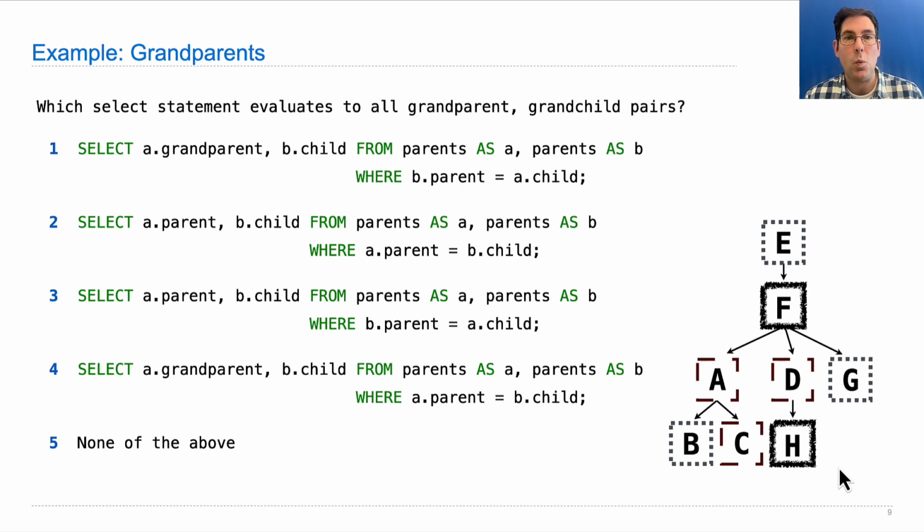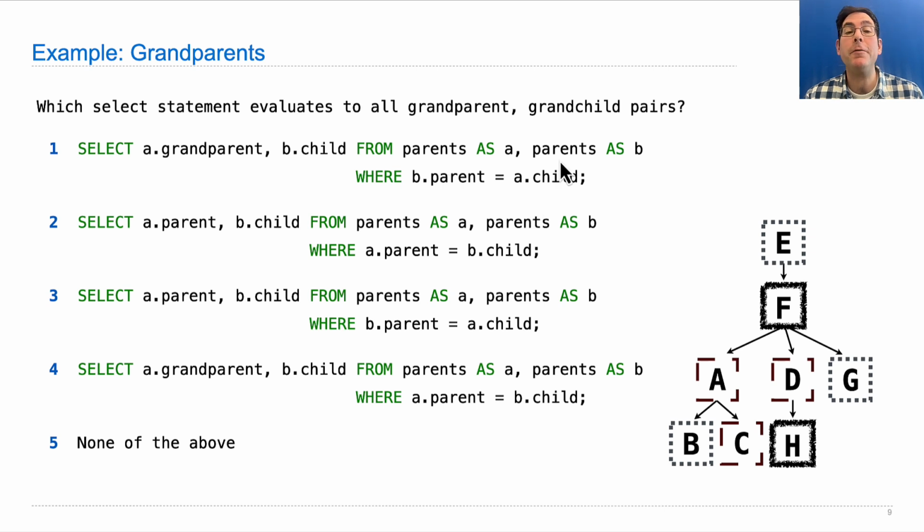3, 2, 1. In order to represent grandparent-grandchild relationships, you need to make sure that the child in one of the pairs is the parent in the other. So for Ellie, Finn, Ace, Ellie's the grandparent, Ace is the grandchild. Finn is both the child of Ellie and the parent of Ace. So we do need to join 2 rows of the parents table together.